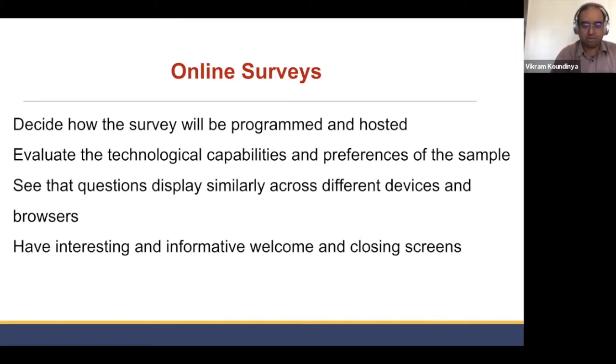And coming to the closing screen, we need to always thank the people for taking the survey. And in Qualtrics especially, we can indicate something like, please hit the next arrow one last time so that your responses will be recorded.